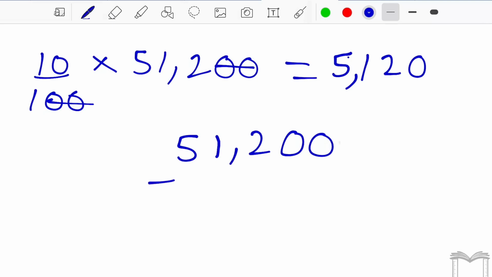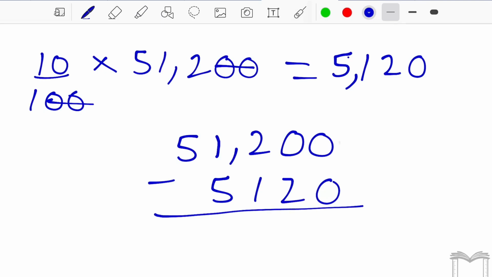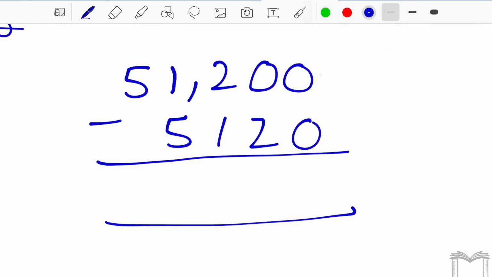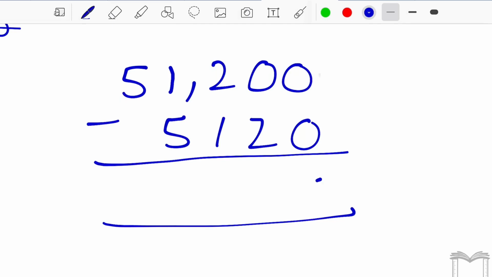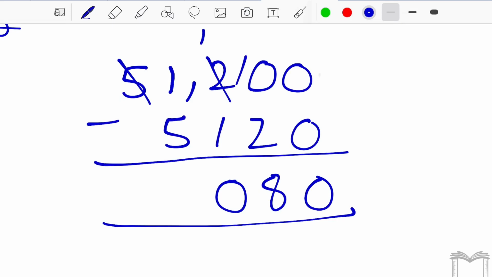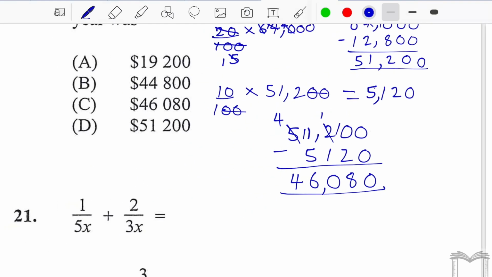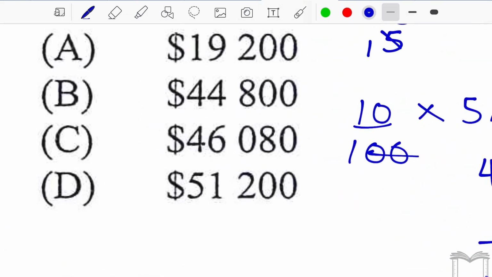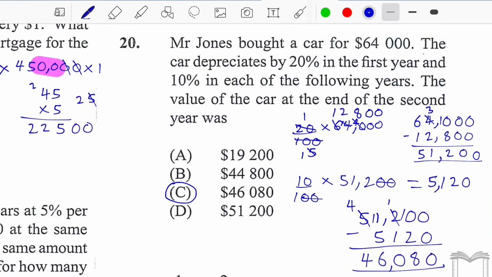So let's subtract that amount. We can see that this question involves some working. It will take us some time. 0 take away 0 is 0. 0 cannot take away 2, but borrow 1. 10 take away 2 is 8. 1 take away 1 is 0. 11 take away 5 is 6. That's 46,080. So the answer is C.